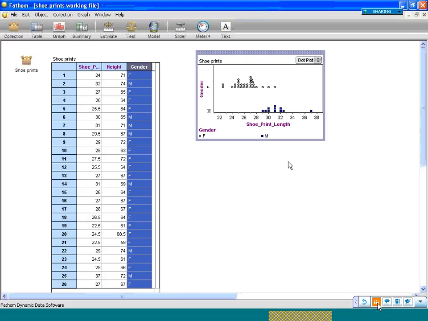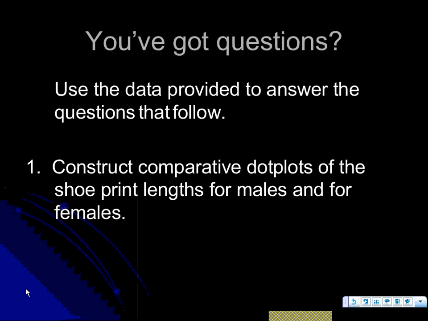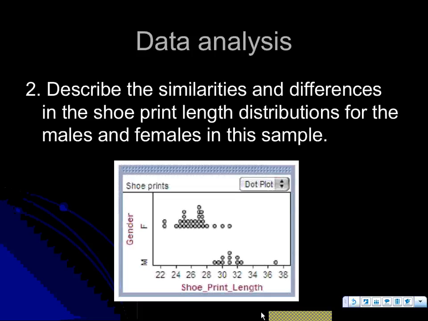I'm going to pop us back to the slideshow for a minute, and I'm going to let you keep thinking about the things that you've seen here as we look at a couple of other questions. So, in our slideshow, we were successful in comparing the shoe print lengths for the males and the females using Fathom, and we talked a little bit about some of the similarities and more of the differences in the shoe print length distributions that we saw. Now I wanted to ask you a couple of questions about the data production itself before we get too carried away here.